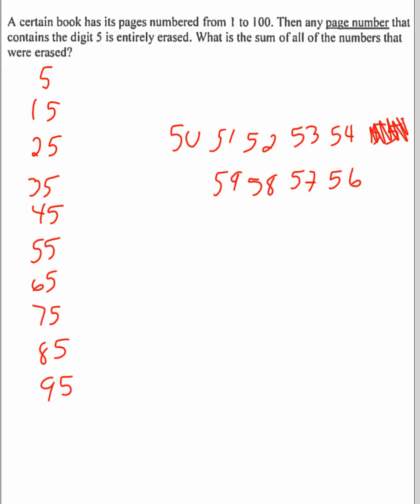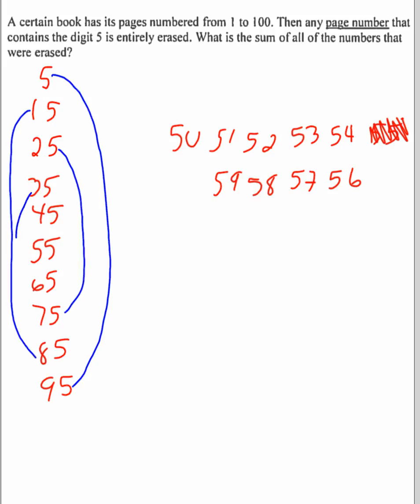What you'll notice here is I can actually pair these up. If I pair up 5 and 95, I make 100. If I pair up 15 and 85, I also make 100. And that makes 100, and that makes 100, and that makes 100. So I actually have 5 pairs of 100. Well, that's really easy to do in my head. So I just added that whole list by knowing that pattern.